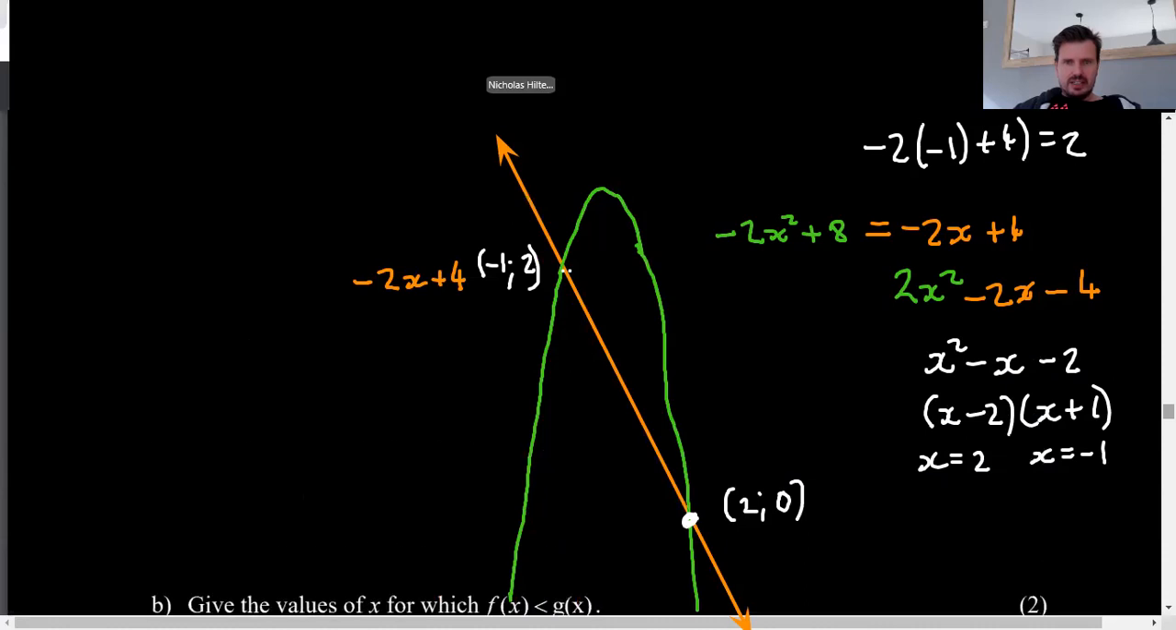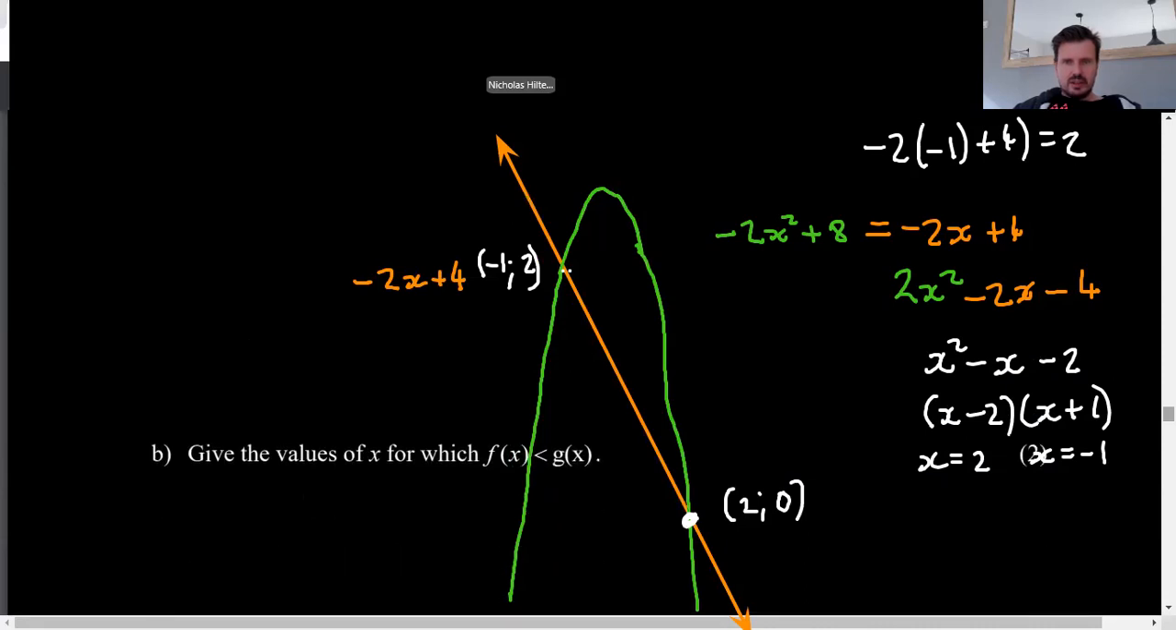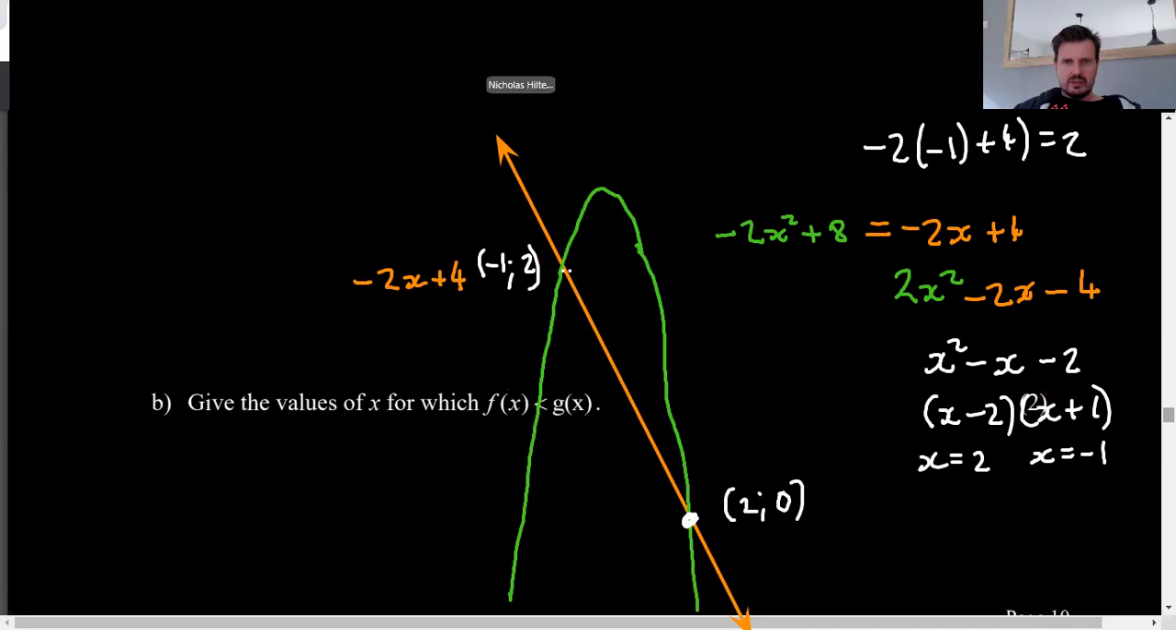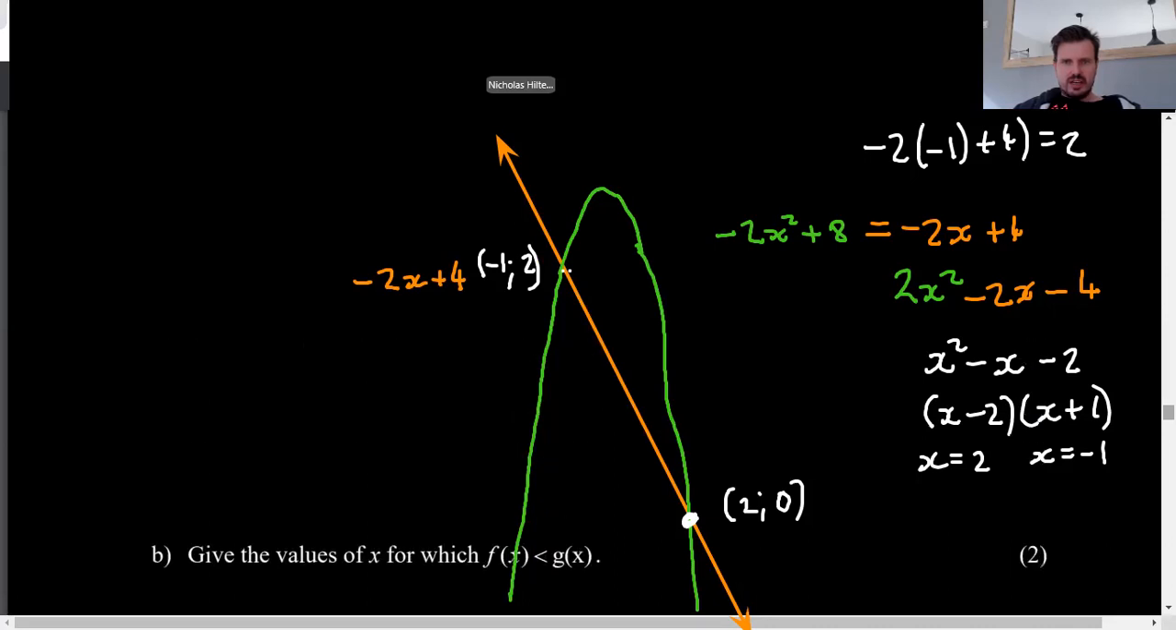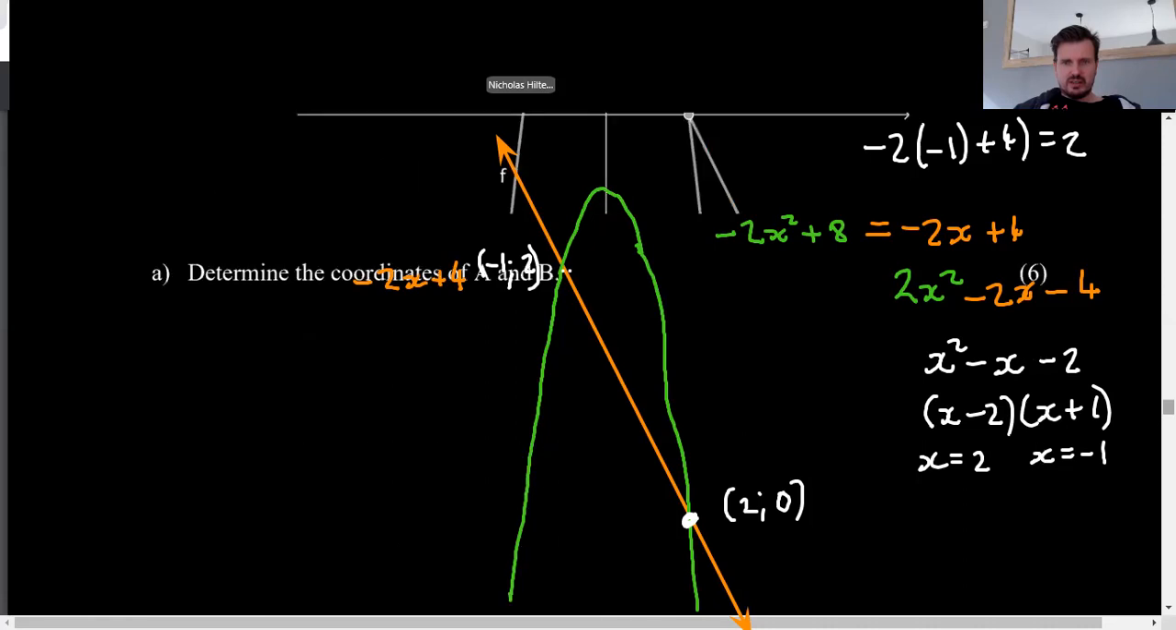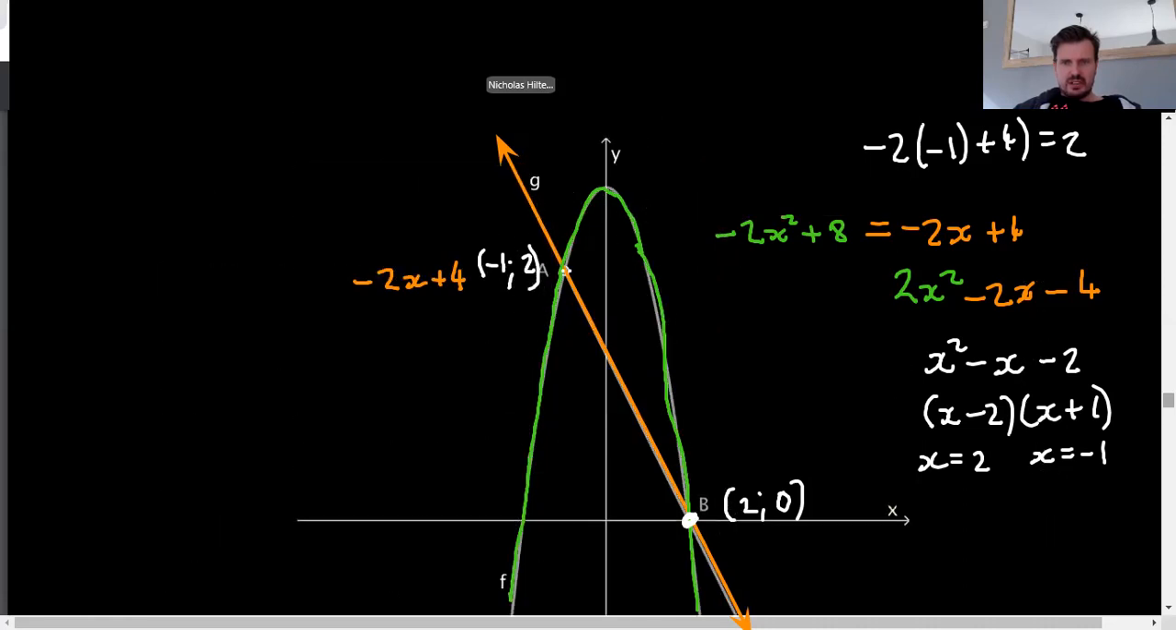Okay, and then finally, give the values for which f of x is greater than g of x. Where is f of x bigger than g of x?